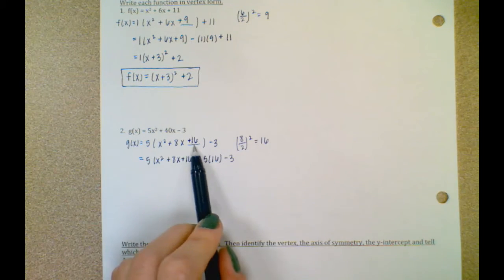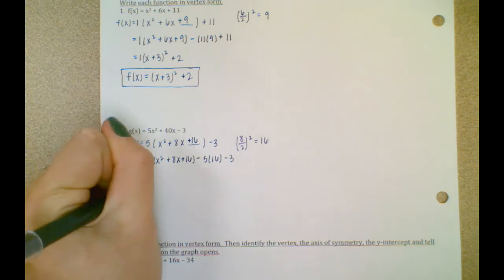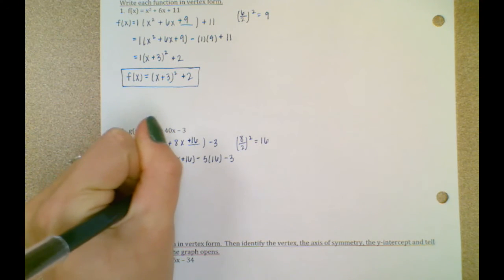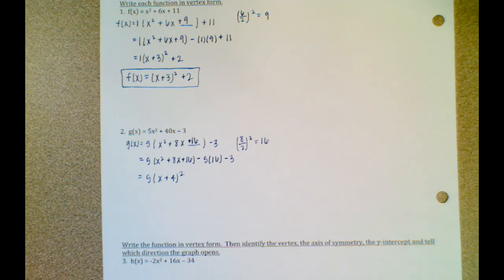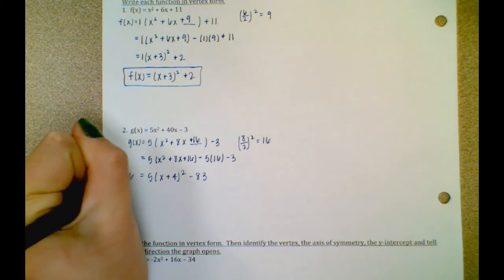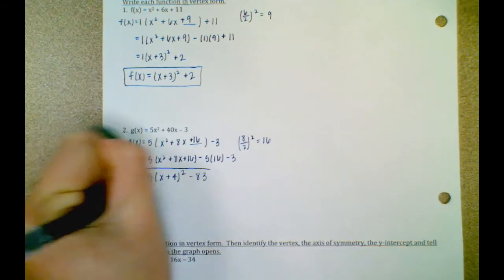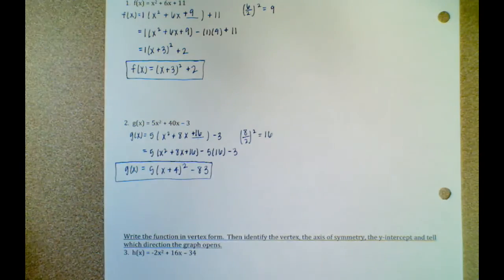Remember, you're multiplying this term by the leading coefficient, okay? So we get 5 times x plus 4 squared. 5 times 16, that's going to be a big guy. 80. Subtract that. Negative 80 minus 3 will give us negative 83. And that's your g of x function. All right, not too bad. Not too bad. Okay, number 3.